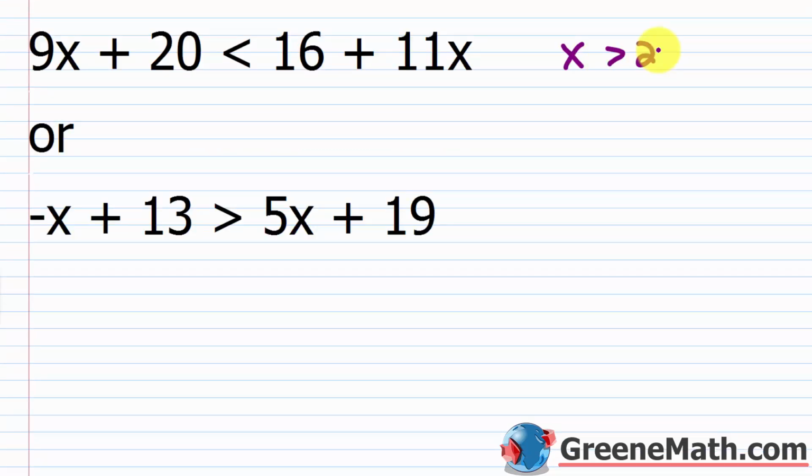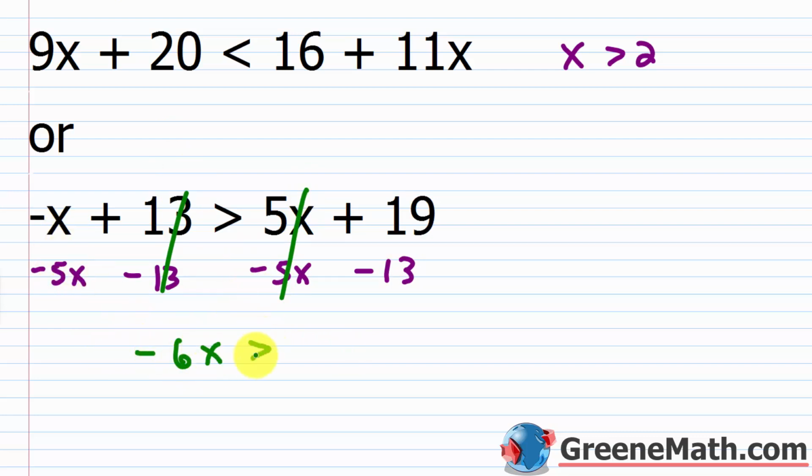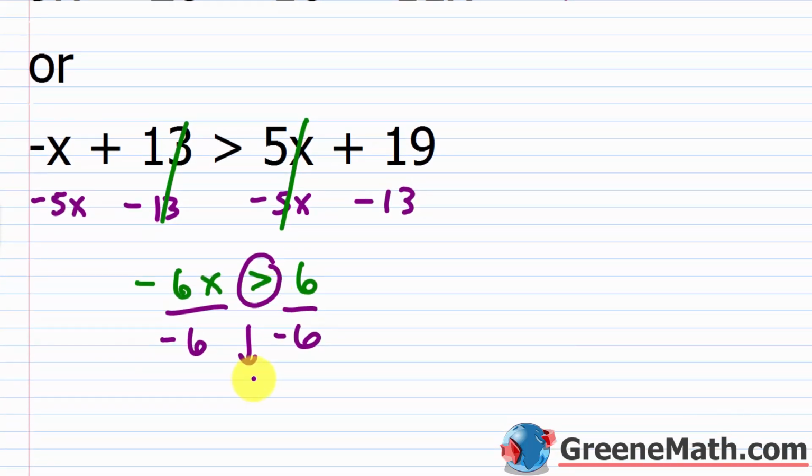Okay. For this one right here, we can subtract 5x away from each side. And we can subtract 13 away from each side. So this cancels and this cancels. You would have negative x minus 5x, that's negative 6x. This is greater than 19 minus 13, which is going to be 6. We would divide each side by negative 6. And again, I'm dividing by a negative, so I've got to flip the direction of the inequality symbol. It's a greater than right now, so it's going to become a less than. So x is less than 6 over negative 6, which is negative 1. So we would have or x is less than negative 1.